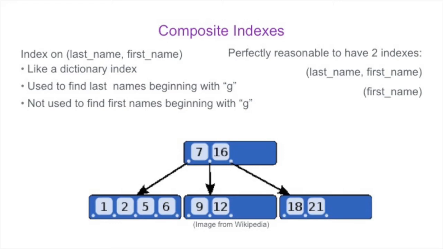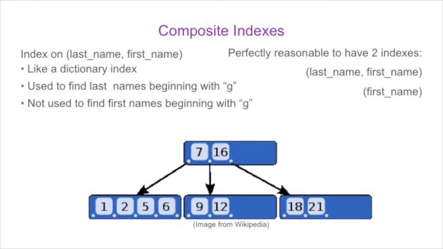That's how B trees work with indexes, and that's also how composite indexes work, right? Super easy to find words in a dictionary or last names beginning with G. Really hard to find first names beginning with G, because that would be like, show me all the words where the middle letter is G. Really hard to do in a dictionary.